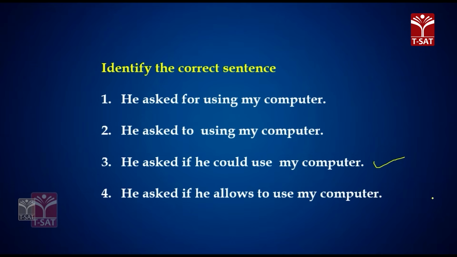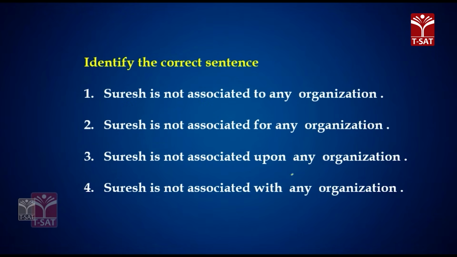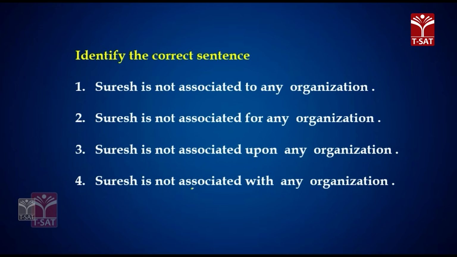Now, let's go to the next one. Suresh is not associated to any organization. Suresh is not associated for any organization. Suresh is not associated upon any organization. Suresh is not associated with any organization. So in English, some words are fixed. Some words always take some prepositions. If you say associate, it generally takes the preposition with. So in this case, Suresh is not associated with any organization is the correct sentence.